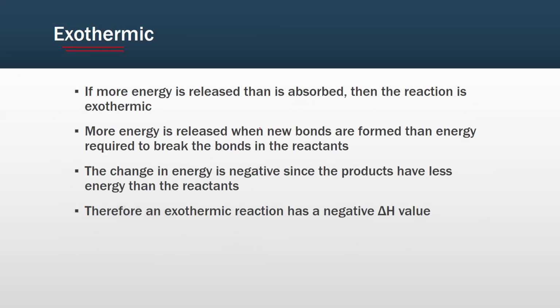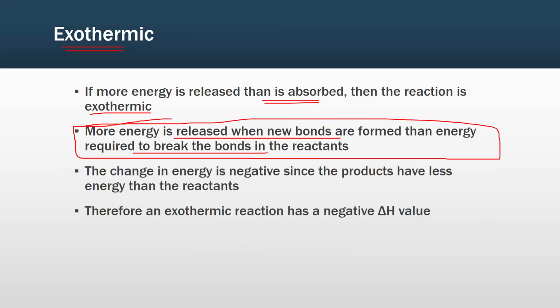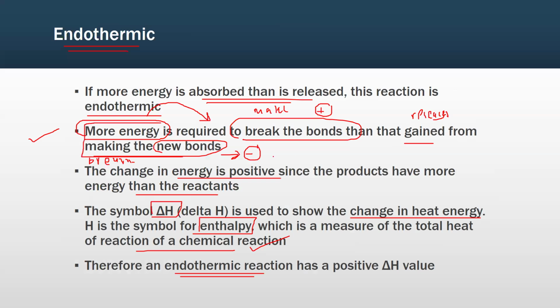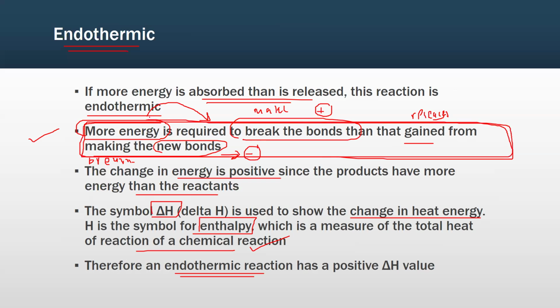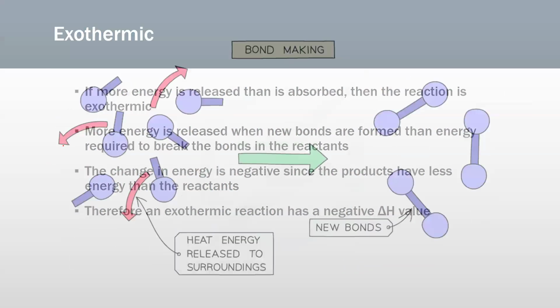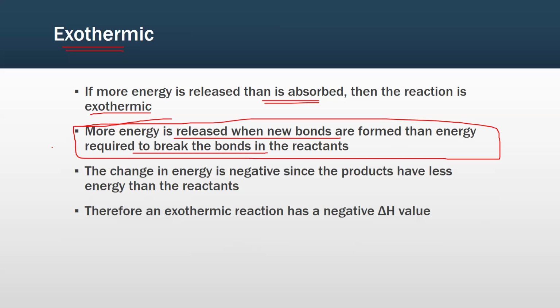What is exothermic? If more energy is released than is absorbed, then the reaction is exothermic. More energy is released when new bonds are formed than energy required to break the bonds in the reactants. So now remember this, this is a very important line. Okay, here also this was a very important line that whenever a question is asked, whatever reaction is given to you in the paper and the question comes why is this specific reaction endothermic, you're going to write these lines. And if the question comes why is any XYZ ABC reaction exothermic, you're going to write these lines.